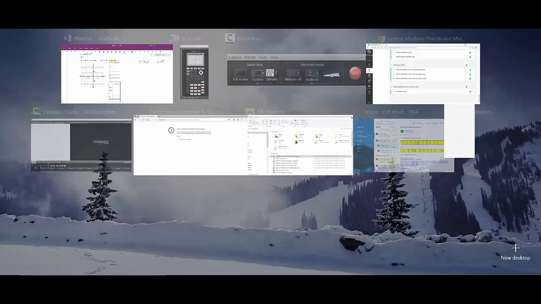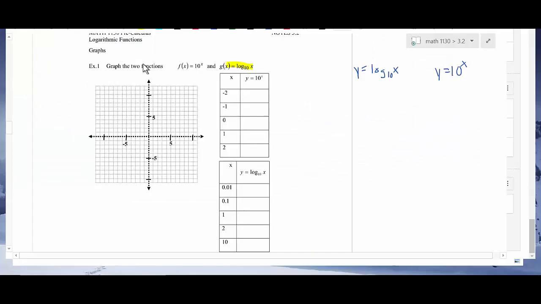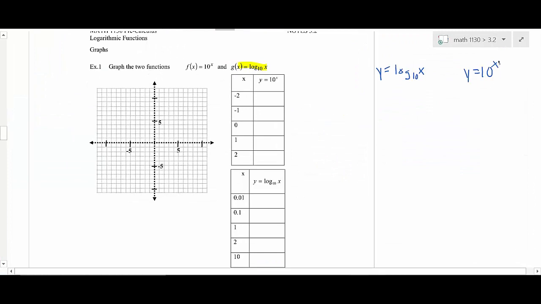So what we're going to do is graph this thing first. If you can do this, it makes graphing the logarithm super easy. We're just going to fill out this table of values for y equals 10 to the x. Let's start here. 10 to the 0, what's that? 1. 10 to the first, what's that? 10. 10 to the second, 100.